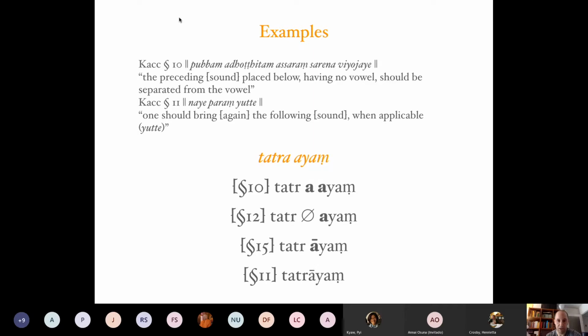And finally, by Kaccāyana 11, we can put together again the following vowel with the preceding consonant, and we obtain the form tatrayam, which is the normal sandhi that we will find in the Pali literature. So this is how it is explained, and you can see how rules 10 and 11 are making a kind of pincer from both sides, from top and bottom, and they are explaining to us how to proceed with the rules of sandhi that are operations.